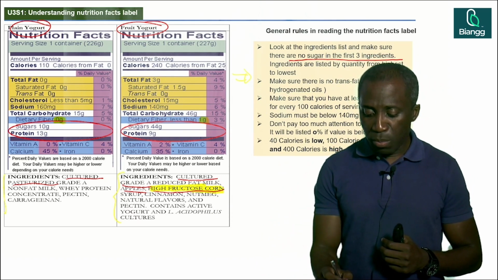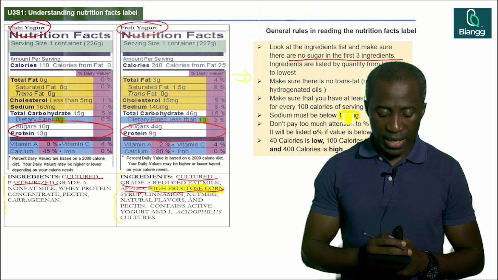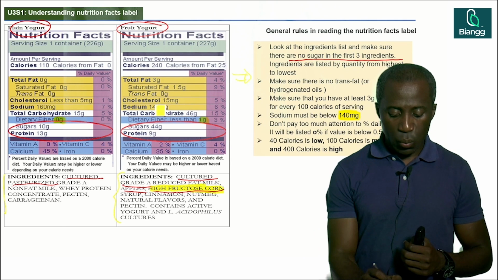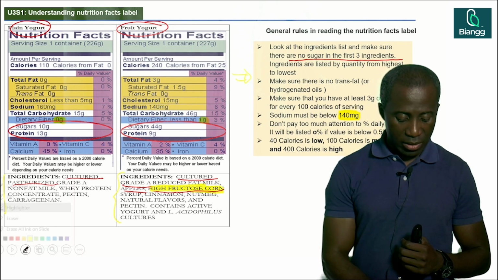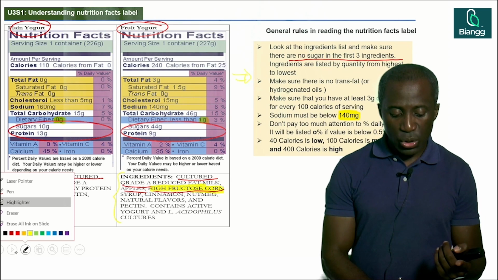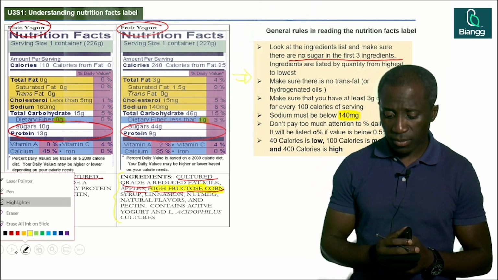Number 4, sodium must be below 140 milligrams, and that is very important. If you look here, we have sodium on the fruit yogurt at 140, but we have more sodium on the plain yogurt. So a little bit of excess of sodium there.